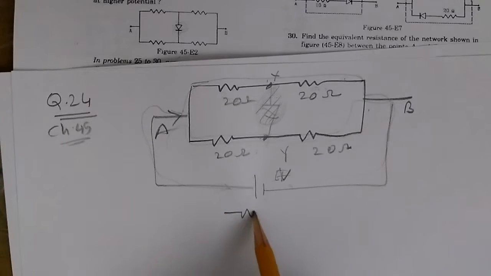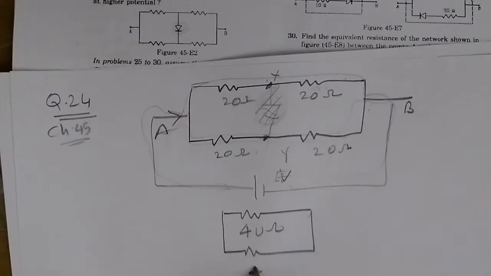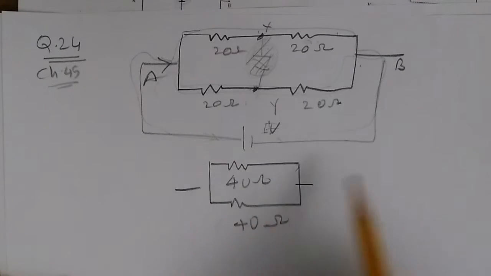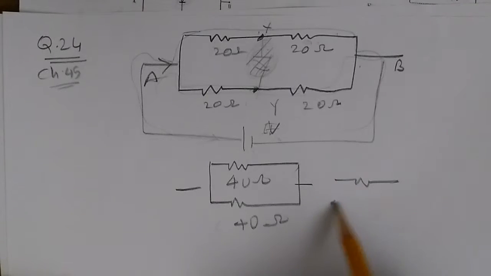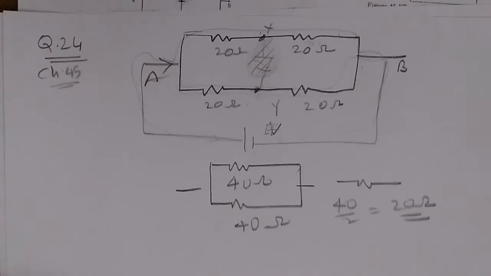Now we can put these two in series. The 20 ohm plus 20 ohm is 40 ohm. So this circuit becomes the same as this circuit, and the 40 ohm and 40 ohm are in parallel. So the equivalent resistance will be 40 divided by 2, or 20 ohm. So that solves this problem.